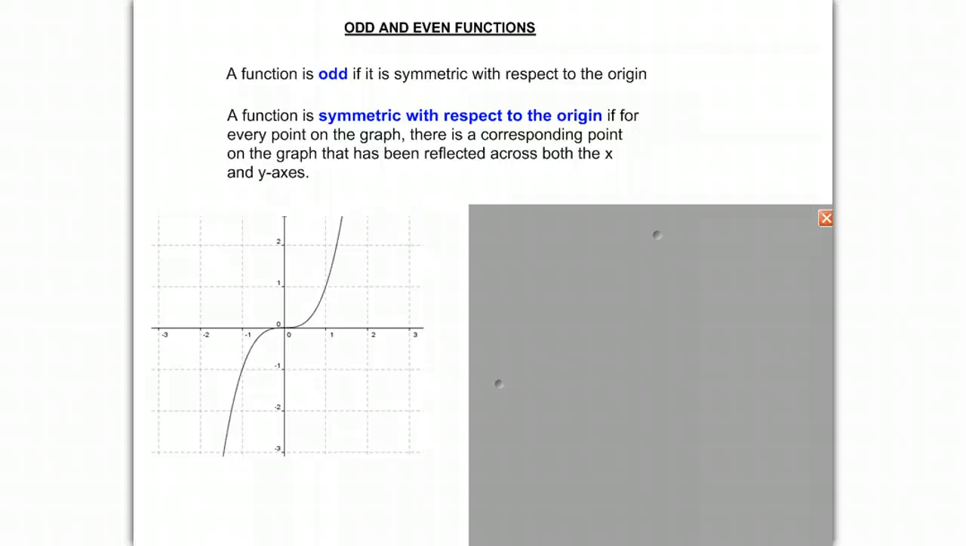A function is odd if it is symmetric with respect to the origin. Now, what does that mean? A function is symmetric with respect to the origin if for every point on the graph there is a corresponding point on the graph that has been reflected across both the x and y axes.